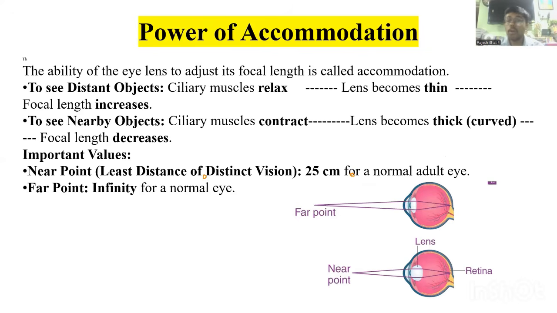Next, power of accommodation. What is this power? If you go to a shop, or you have a photographer friend, or you're interested in photography, and you want to capture a photo of a long distance object, then the focal length should be more. Your lens should be very thin. See these two diagrams here. First diagram, it is thin. Second diagram, the lens is fat.